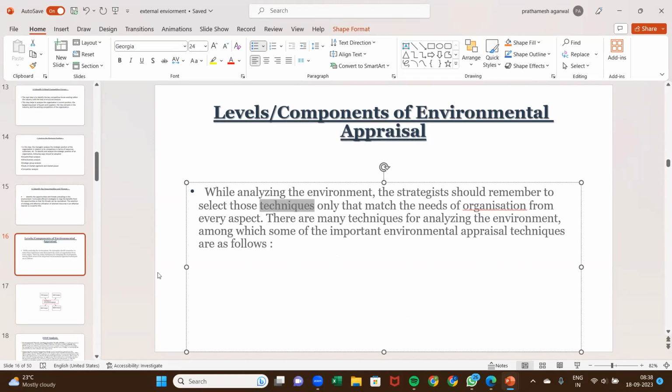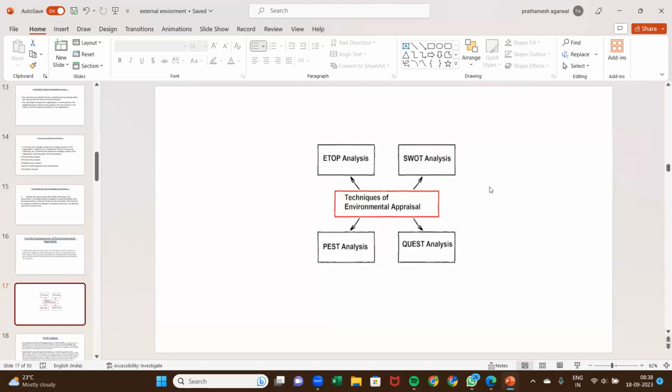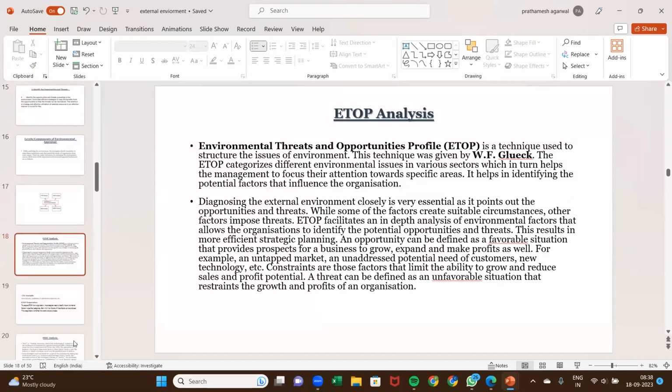Now, let's see which are those. ETOP analysis, SWOT analysis, PEST analysis, and we have the QUEST analysis. So these are the 4 techniques that we are going to see. The first technique we have is the ETOP analysis. Let's see.